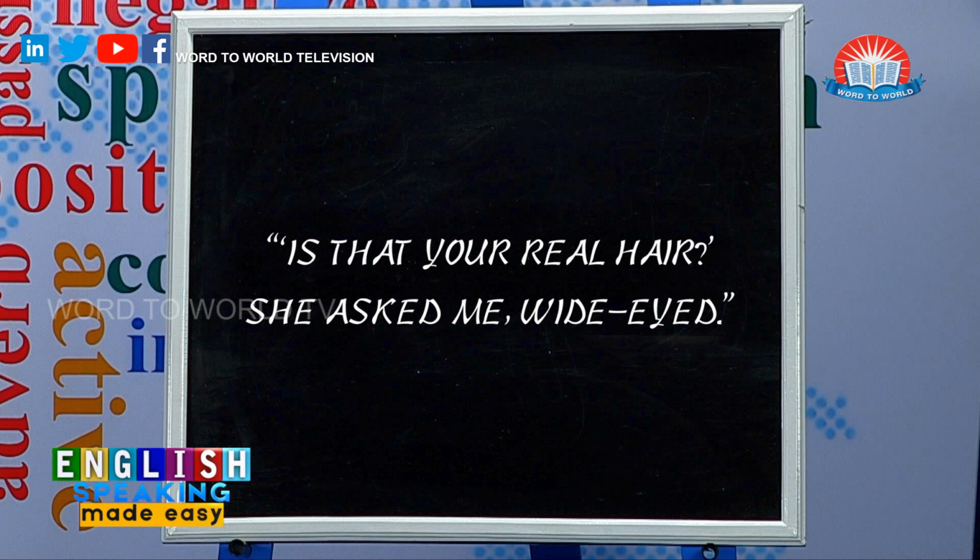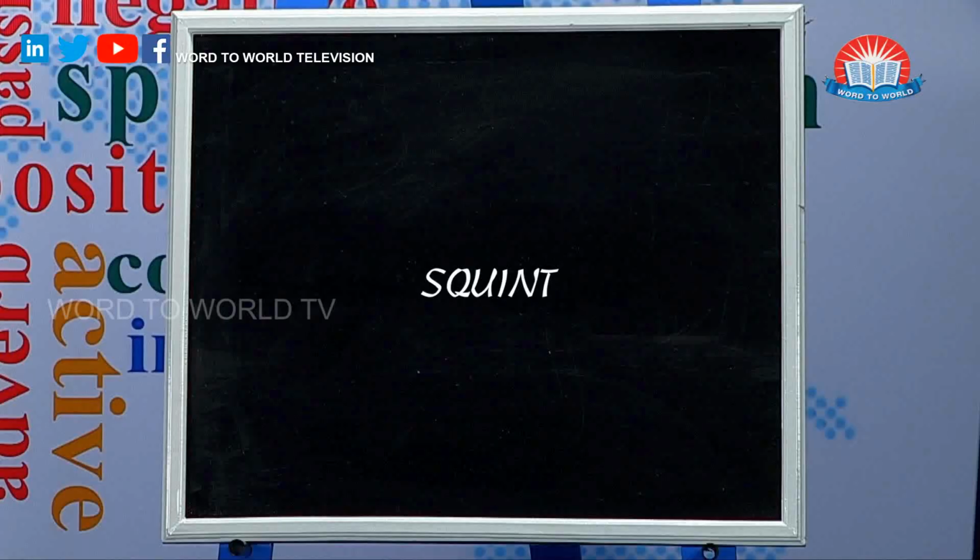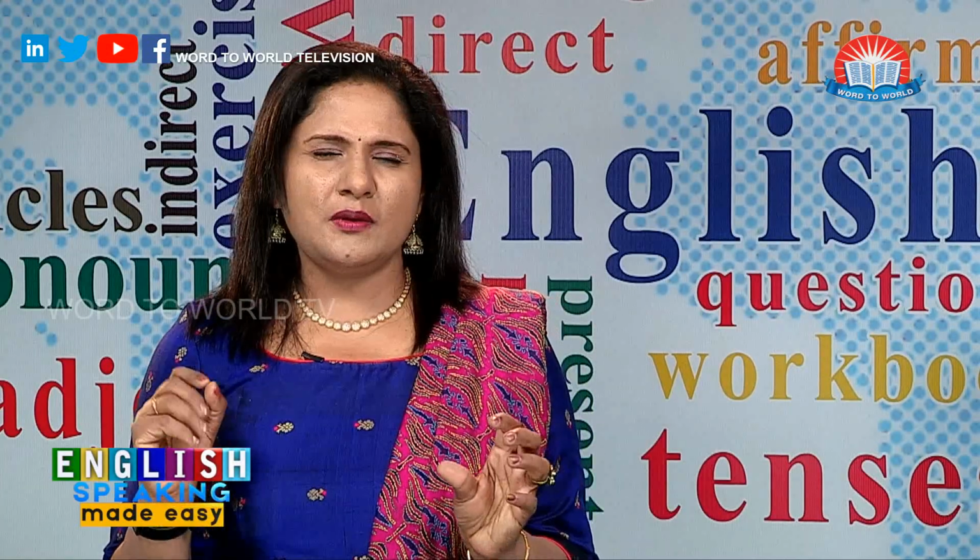She asked me, wide-eyed. Okay, that's the expression there. The next one is squint. Squint means when you close your eyes about 80%, not completely, but 80%, especially when there is some bright light coming towards you, and you've just gotten out and there's some bright light and then you cannot completely open your eyes and look at it.